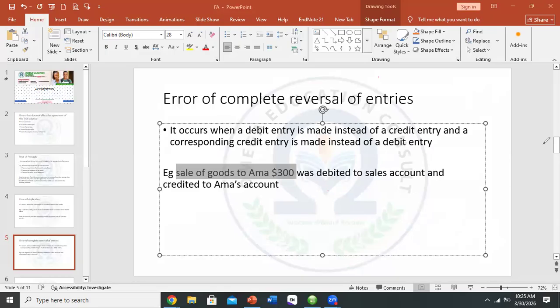Yeah, Joseph. Sold goods to Amma, who would you debit or credit? You credit sales and debit Amma. So with this knowledge, you can then determine that the accountant has made an error. Because if you sell goods to Amma, like you have indicated, you credit sales, you debit Amma. But rather, the sales account was debited. So it was debited to sales and credited to Amma. So the double entry has been reversed.